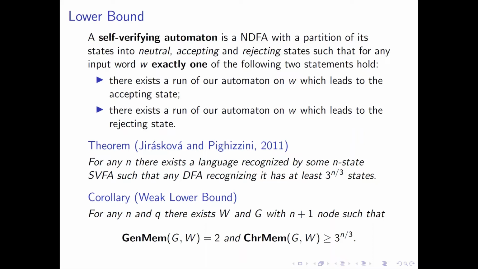And why is it interesting for us? Because first of all, we can directly, without looking into the proof of this theorem of Geraskova and Pighizzini, derive a weak version of our lower bound. Namely, we can show that for any n, there exists a winning condition W and a game graph G with n+1 nodes, such that the general memory of G in omega is 2, and the chromatic memory of G in omega is at least 3 to the n over 3.